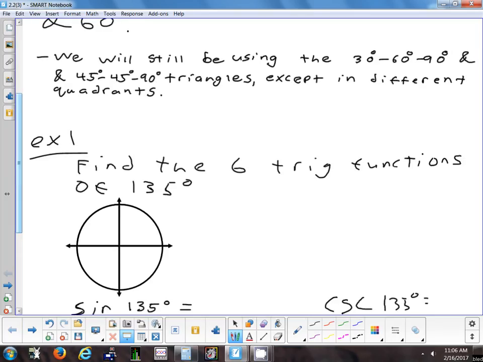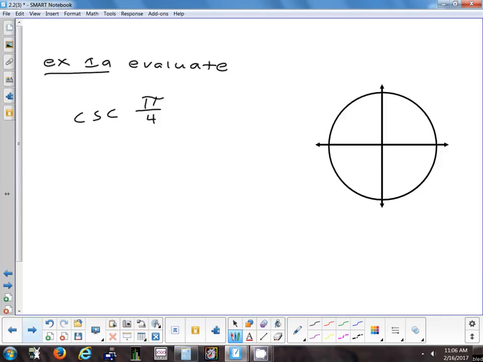All right, so I want to find the 6 trig functions of 135. The other thing I'm going to do a little different today is, after we do the 6 trig functions for this one, in future problems, I'm just going to focus on one of the 6. That's more how it's going to be on the test. You're not going to have to do all 6 in the same problem. You're going to have a problem, and it's just going to ask for one of them, like this one.